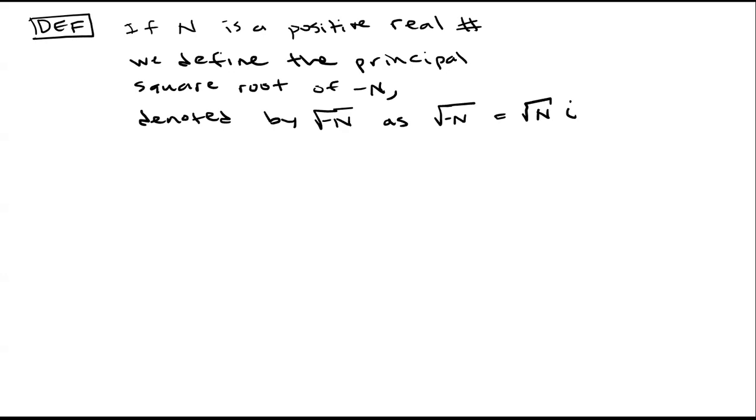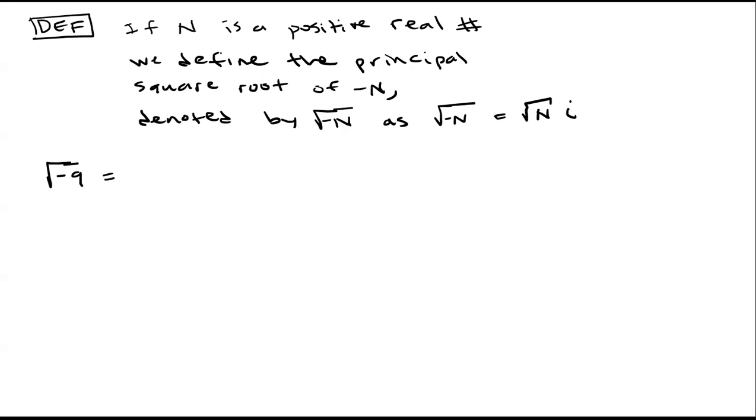All right, so based on this definition, it says if n is a positive real number, we define the principal square root of negative n, denoted by square root of negative n, as the square root of n times i. What does that mean? Let's say we have the square root of negative 9.